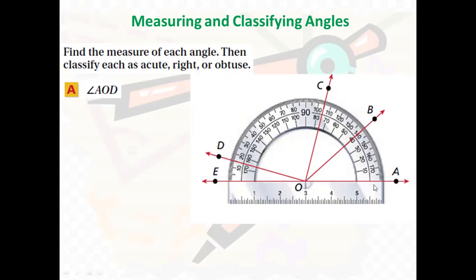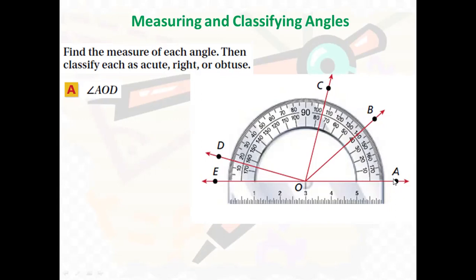Okay, now if hand A is on zero, look where hand D is pointing. It is pointing between 10 and 20. Between 10 and 20 is 15, or it is between 170 and 160. So between 170 and 160 is 175. Now as you can see, this is an obtuse angle. We cannot say it is a 15-degree angle because 15 degrees means it's acute. But this is an obtuse angle.